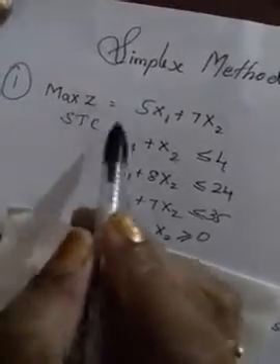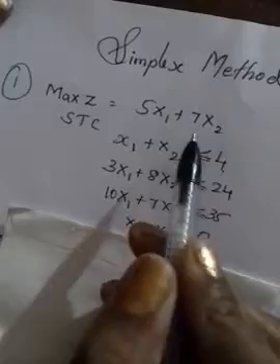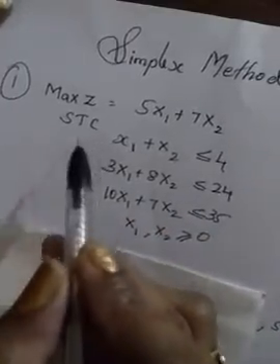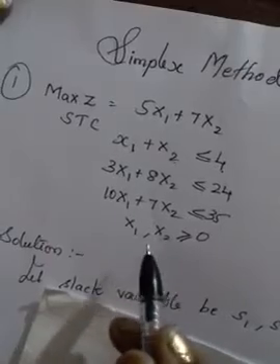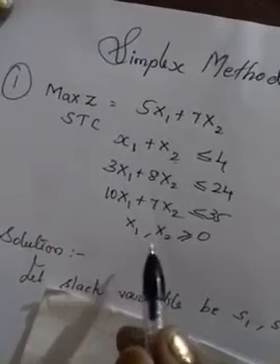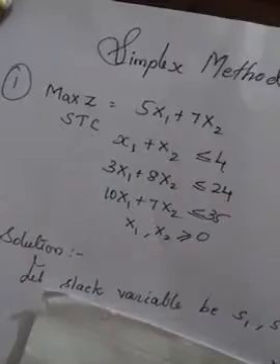So max z is equal to 5x1 plus 7x2 is the objective function, and subject to constraints they gave three equations and non-negative restrictions: x1, x2 greater than or equal to 0.